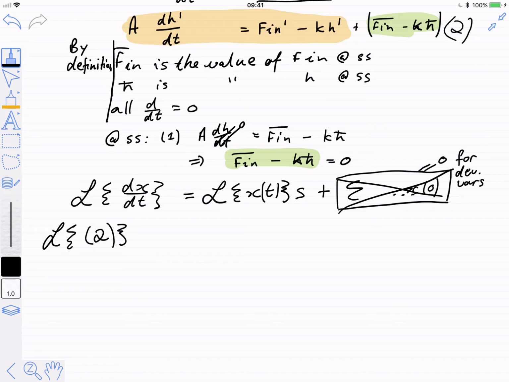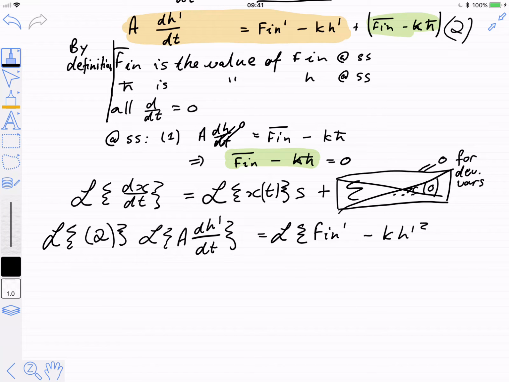The Laplace transform is an integral transform. That means it's a linear transform, and that basically means that constants will migrate out of the transform. And so I can write equation 2. I'll write it out longhand just the first time. So I'll have the Laplace of a dh prime dt is equal to the Laplace transform of f in prime minus k h prime.